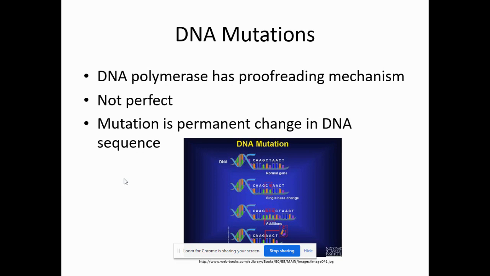Now there's a proofreading mechanism, where it has to check, okay, I put a T there when I should have put an A, or I put a C there when I should have put a T. So it can sometimes go back and fix its mistake, but sometimes it doesn't, and sometimes that mistake is permanent. What do scientists call that? A mutation. A mutation is a permanent change in the DNA sequence.